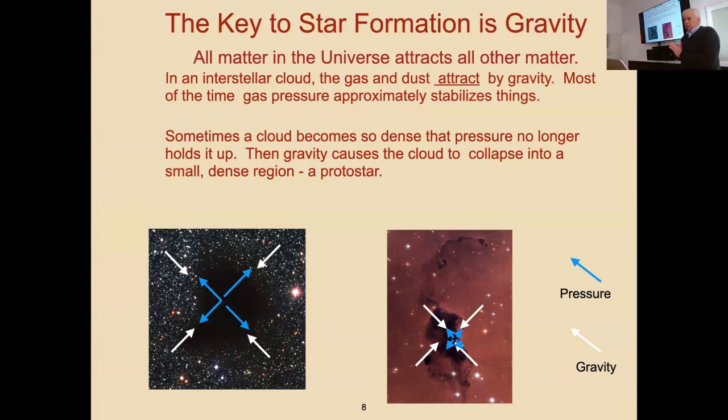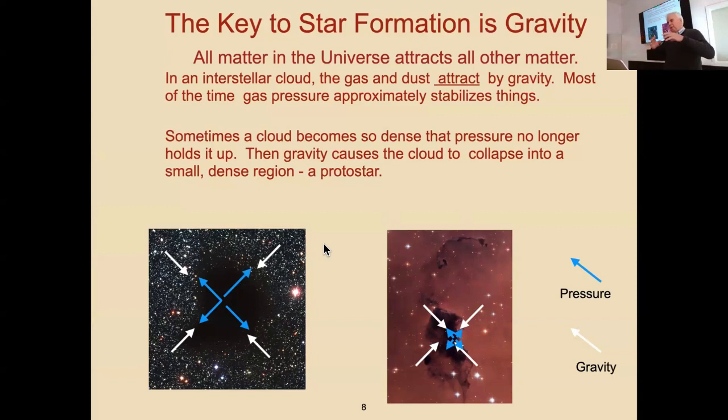So the key is gravity. All matter in the universe is attracting all other matter. It's just a basic thing. And what happens in a dark cloud, like this what's called a globule here that I showed before, is that the matter in the cloud, all the matter in the cloud, is attracting all the other matter in the cloud.